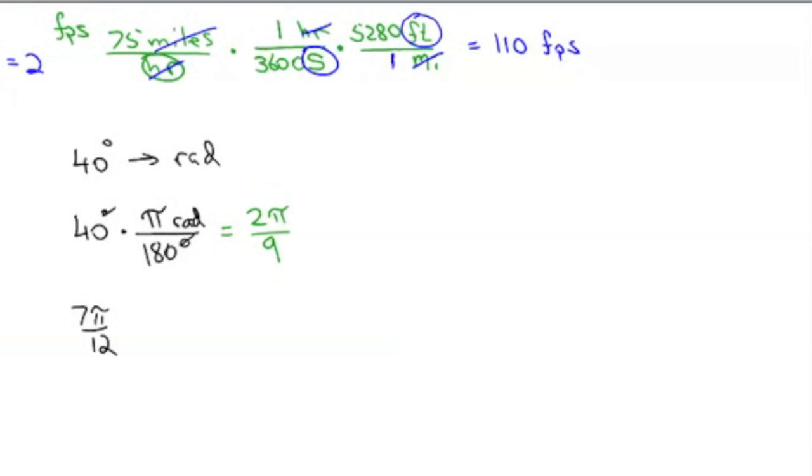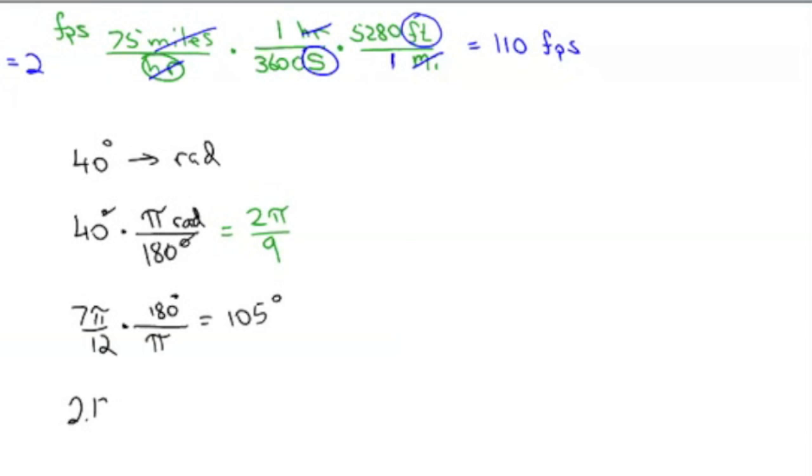So how would I change 7 pi over 12? Well, I'd multiply by a fraction. It's in radians, so the radians would have to go in the bottom. That's that pi thing. And in the top would have to go 180 degrees. So the pi's are going to cancel. You get 7 times 180 divided by 12. 105. Yes. So this is 105 degrees.